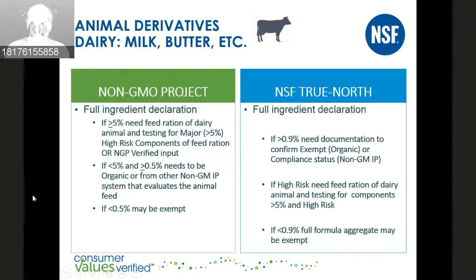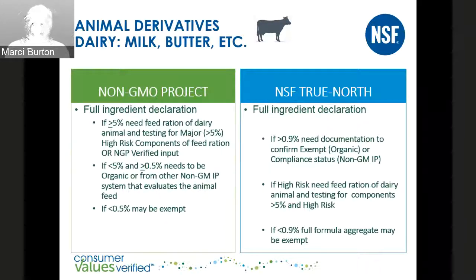So animal derivatives for the Non-GMO Project, again, this is for animal dairy. We need full ingredient declarations. If it's more than 5% in your product, then we have to either get a Non-GMO Project Verified version of that ingredient, or we have to look at the feed ration for the dairy animals and do testing for anything that's high risk and greater than 5% of that feed ration. Strip testing is allowed for that.